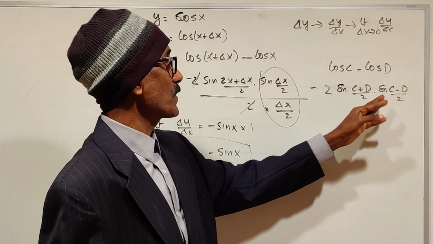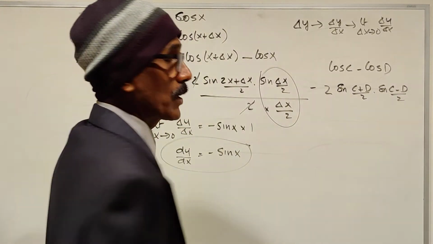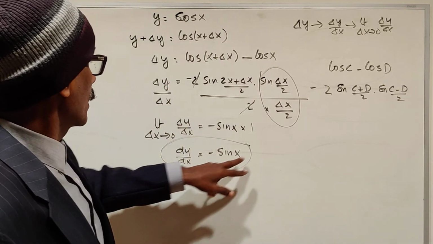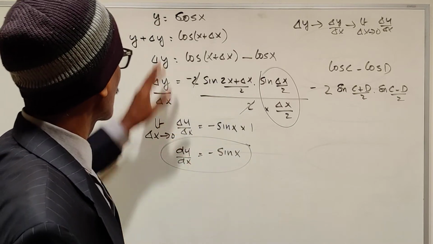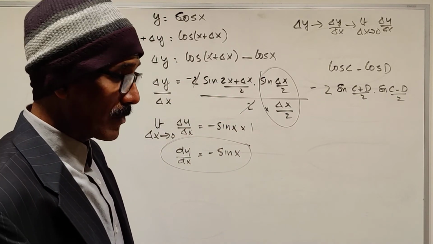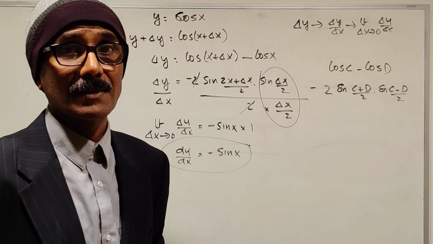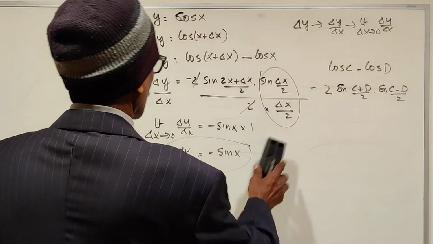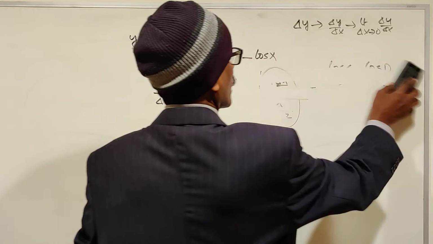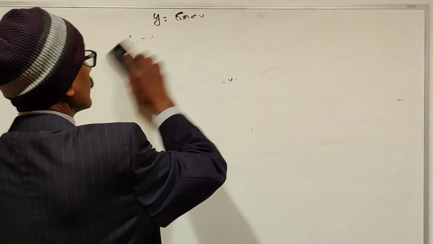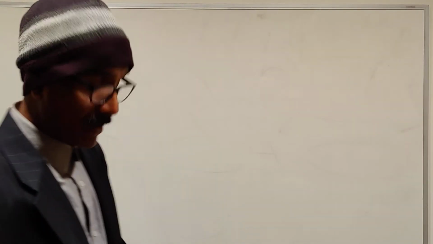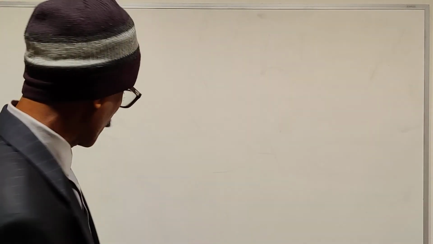Minus 2 sine (c plus d) by 2 sine (c minus d) by 2. You need to know the derivation, and at the same time you need to learn the formulas by heart. All the trigonometry and calculus formulas you need to learn by heart. That makes it easier when you do problems. If you know the formula, you can do it faster. You don't get time to derive the formulas at the time of the exam. So you need to learn everything by heart.